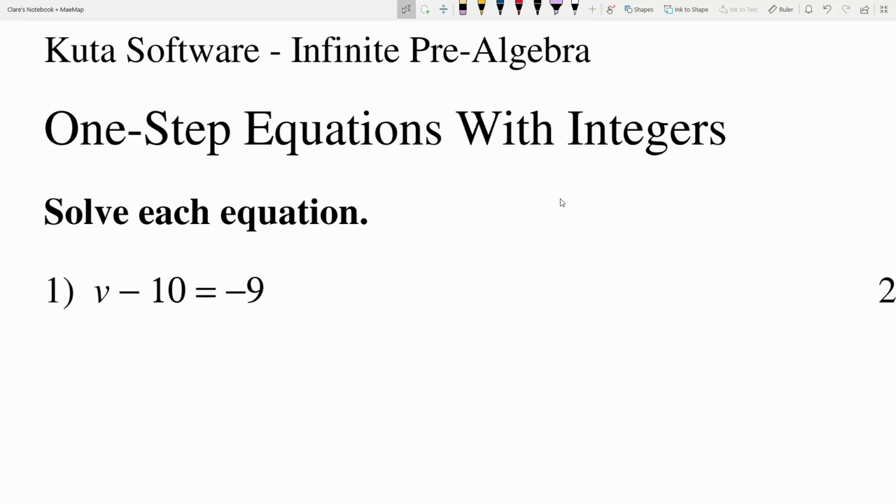In this video, we're going to complete the Kuta Software Infinite Pre-Algebra free worksheet, one-step equations with integers.